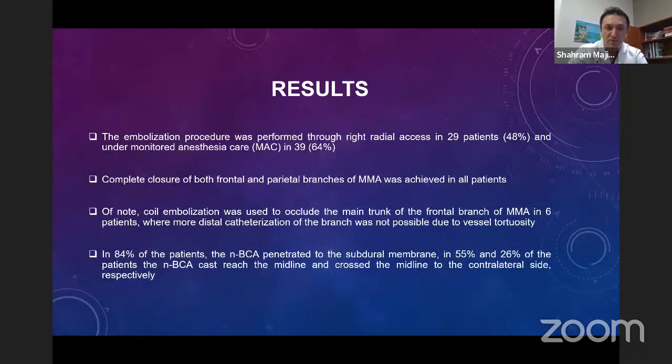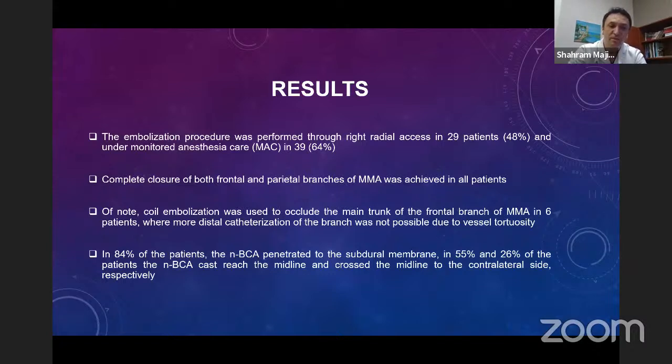The embolization procedure was performed through radial access in 29 patients, almost half of the patients, and under minimal sedation in 64% of the patients. Complete closure of both frontal and parietal branches of the middle meningeal artery was achieved in all cases. Of note, on 6 occasions, we had to use coil embolization to close the trunk of the frontal branch of the middle meningeal artery because distal catheterization of the branch was not possible due to tortuous anatomy.